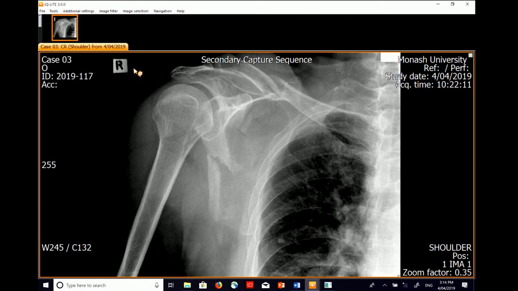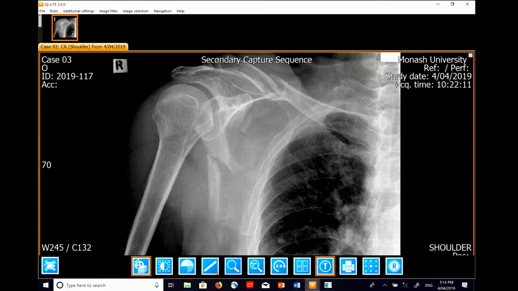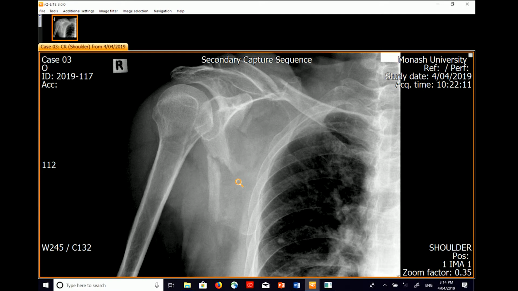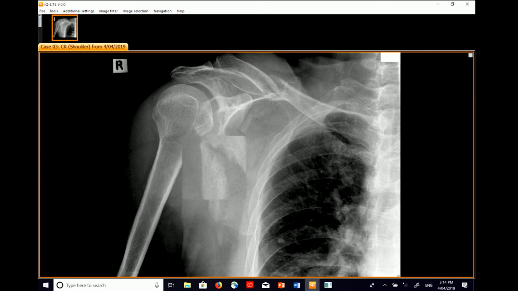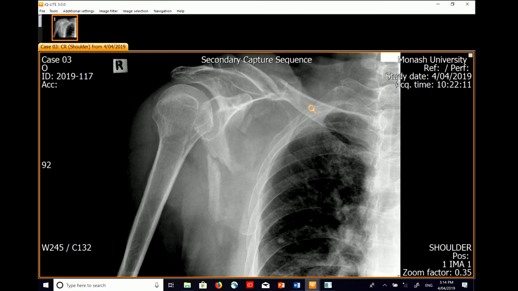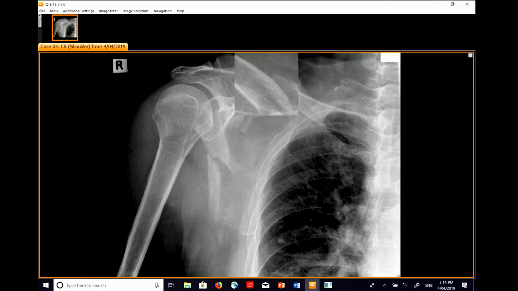So for case 3, we have a patient who's been in a car accident and now has a lot of pain over the scapular region. If we look particularly at the scapula, it's quite obvious that there are fractures, so there's comminuted fractures through the scapula. But in addition, there's also a fracture of the clavicle, and there is some mild displacement of that fracture.